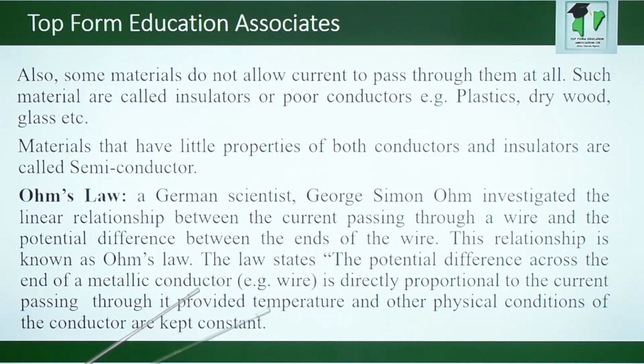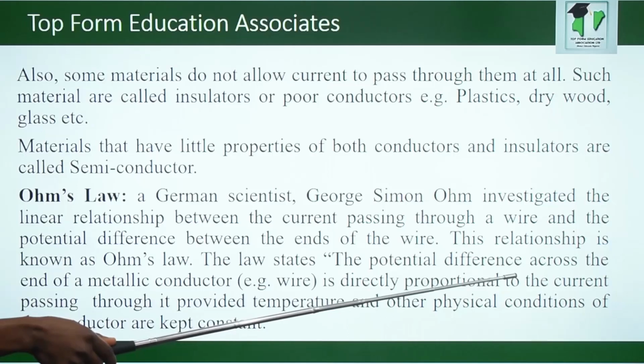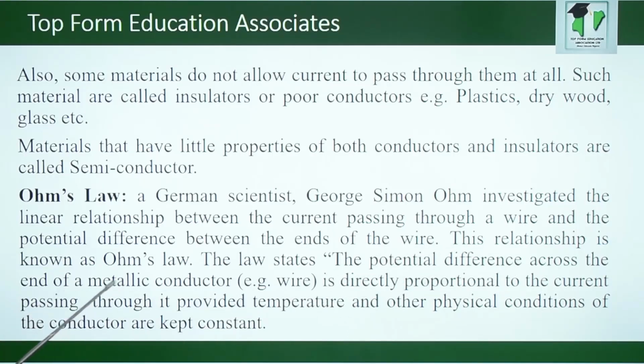The law states that the potential difference across the ends of a metallic conductor, for example a wire, is directly proportional to the current passing through it, provided temperature and other physical conditions of the conductor are kept constant. This is known as Ohm's law.